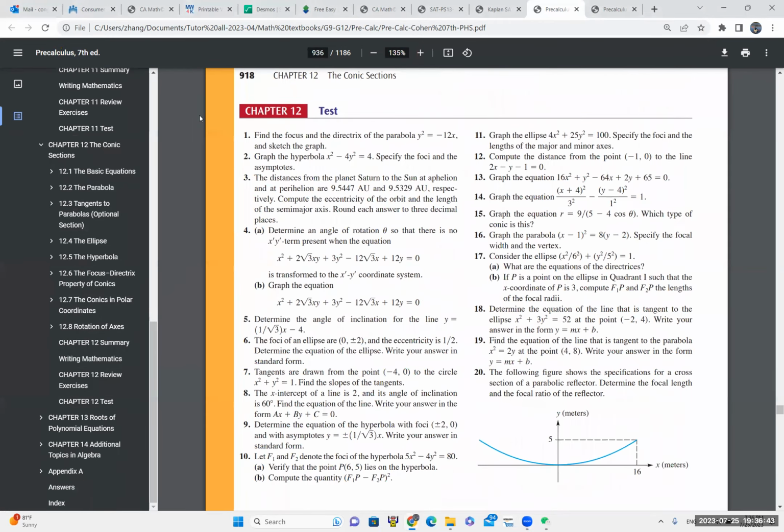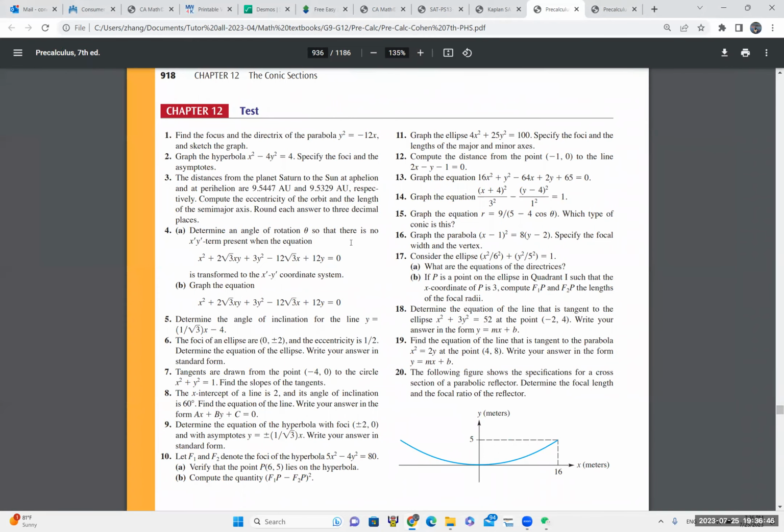For homework, for the chapter test, you can just do some basic ones. For example, 1, 2, 3. For 3, you can go try. But in order to do this, you should go back to the section. Which section is this? 12.4, I suppose. Anyway, go check something. Then for 6, you can do it.